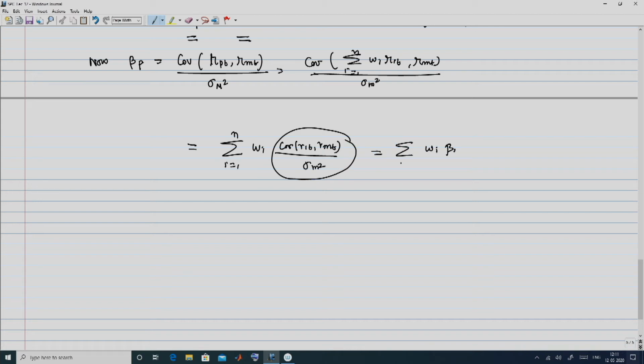So, this is summation i equal to 1 to n of w i beta i. This means that the beta of the portfolio is simply going to be the weighted sum of the betas of the individual assets. This is very similar to the expression for the return of the portfolio, which is the weighted sum of the returns of each individual asset.